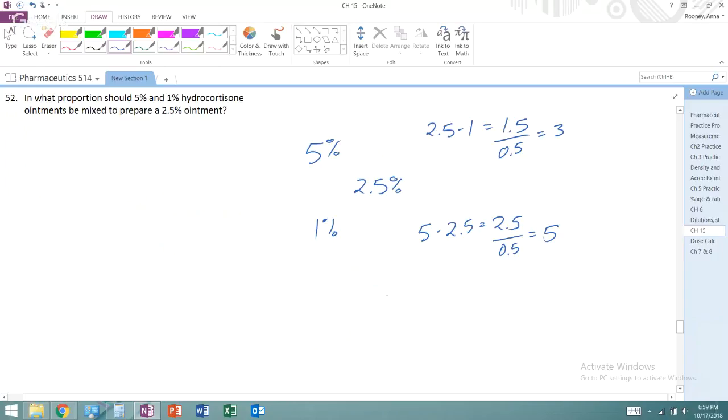So then that means we have 3 parts of 5% ointment, and then 5 parts of the 1%. And that seems to make sense because you would need more of the 1% than of the 5%. Now, if it was, let's say, 0% to get 2.5%, which is essentially a diluent, you would find that it would need to be equal. So this way, it's a little bit unequal.